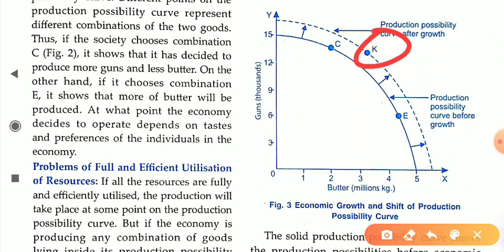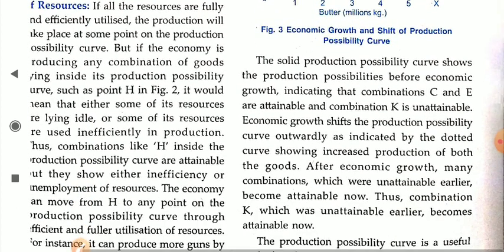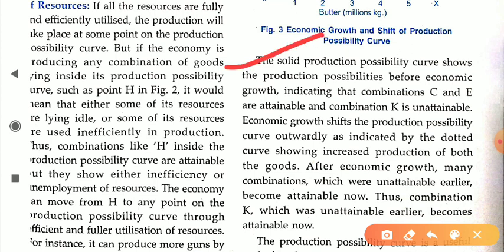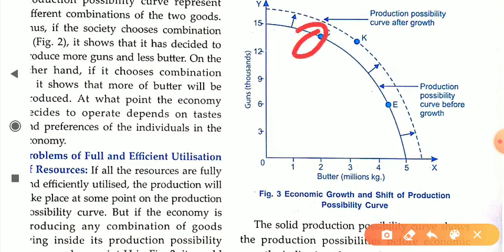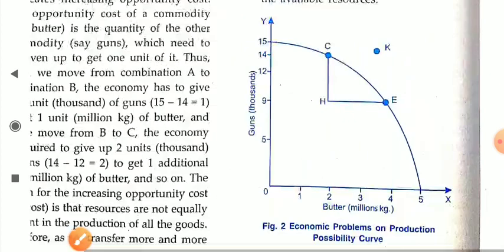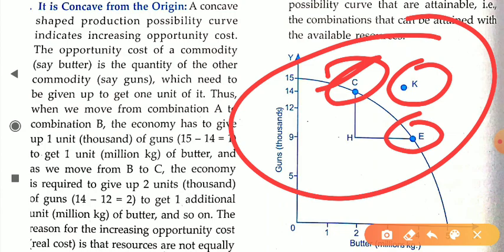Before this we were producing at points C and E, and this is possible just because of the growth of resources and development of new technology. It is possible that we can produce at point K. So the solid production possibility curve shows the production possibilities before economic growth, indicating that combinations C and E are attainable and combination K is unattainable. You can see in this diagram that C and E are possible but K is an unattainable combination before growth.